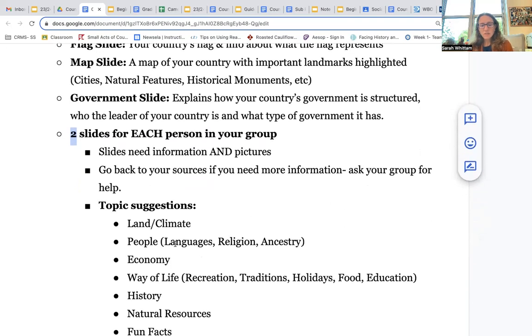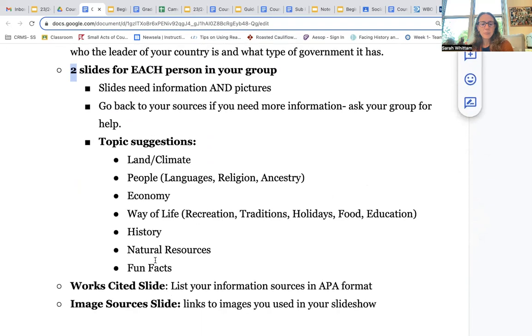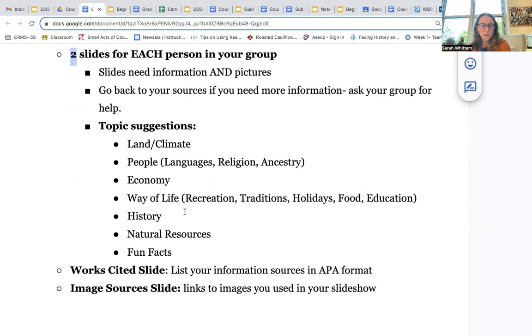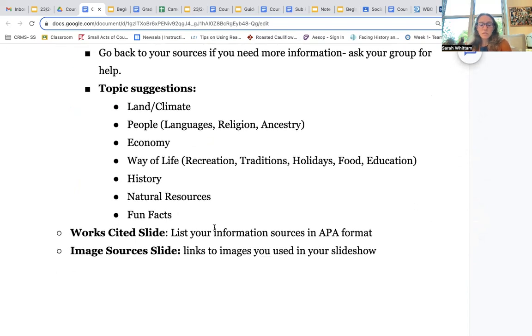Your slides need information and pictures, and you can choose to make your slide about what you'd like, but here are some topic suggestions, and be including information that you learned about from World Book Student, okay? You also need a works cited slide. We will talk about next week how to put in your APA citation for World Book Student.